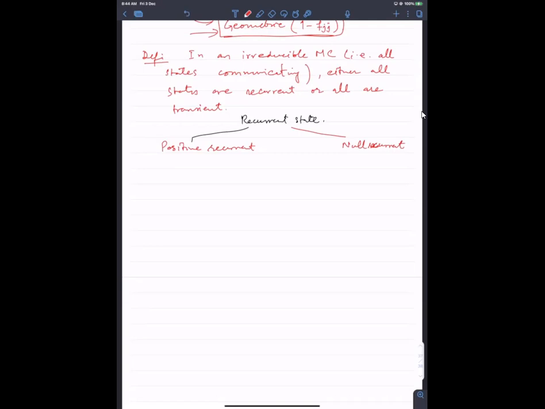So mean time between recurrence, MJJ, starting from state J, you come back to state J next. Mean time कितना उसके लिए लग रहा है is finite. For null recurrent, MJJ is infinite, which is kind of funny because the mean time between the visits is infinite, yet the state is visited an infinite number of times. Okay.